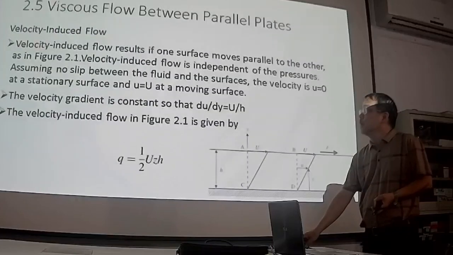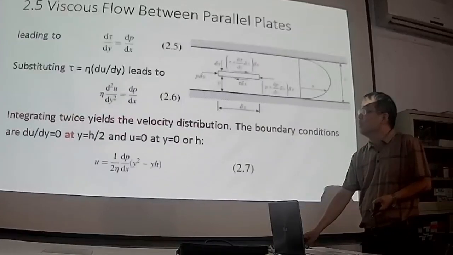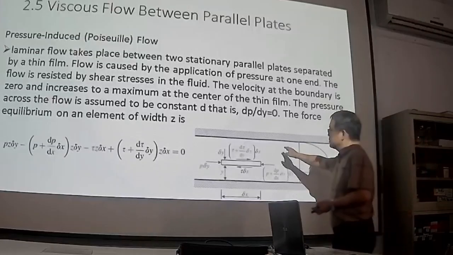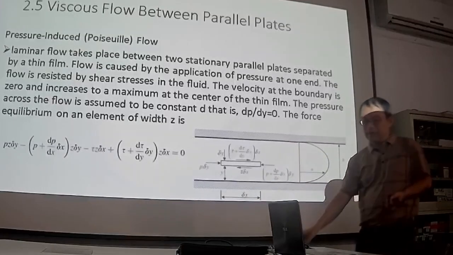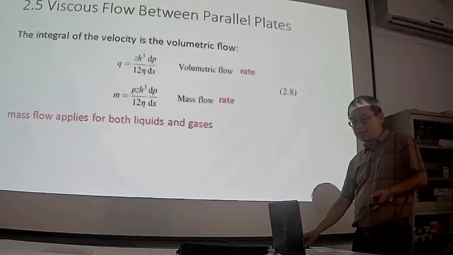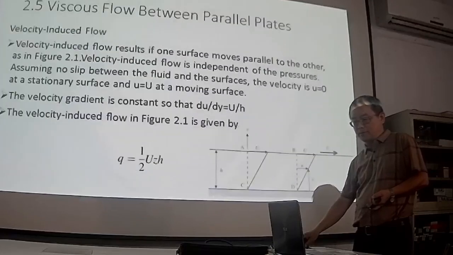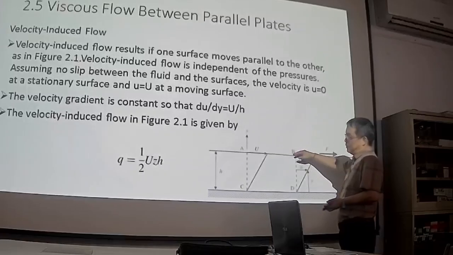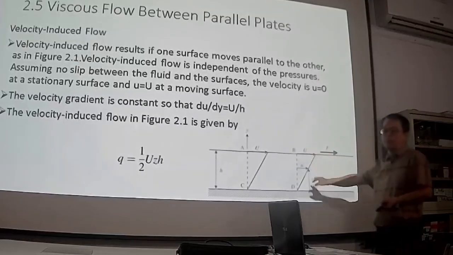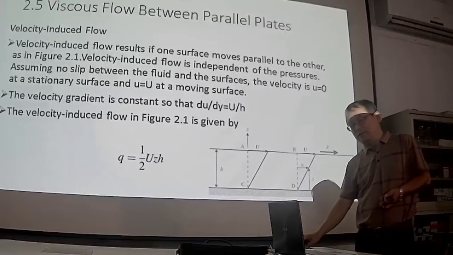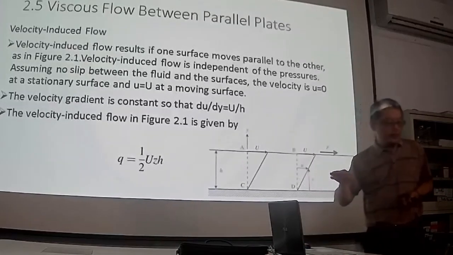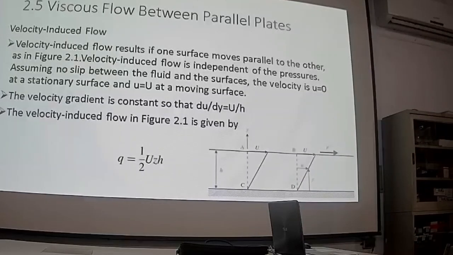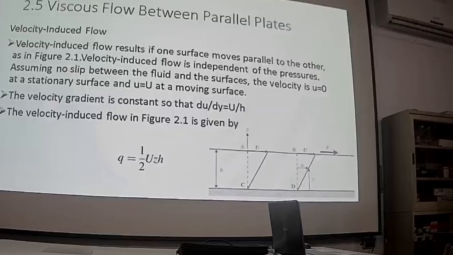So we have two cases. One is the pressure-induced flow, where both plates are fixed. The second one is the velocity-induced flow, where the bottom one is fixed and the top plate is moving with the speed of u. So we can combine these two effects together. For the air bearing or the hydrostatic bearing, the linear table will move at a constant speed.